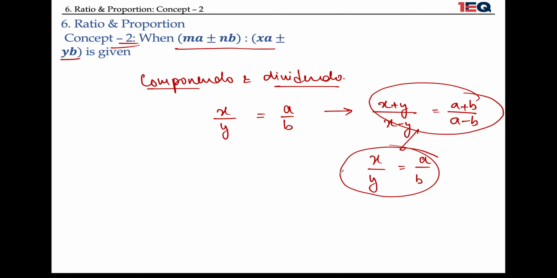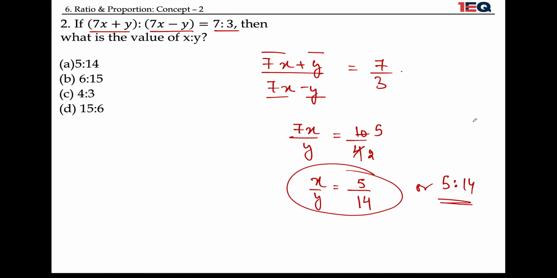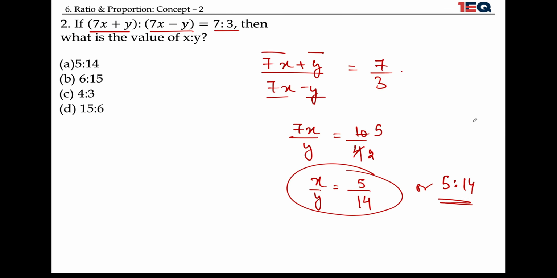Then componendo and dividendo, this was one of the most important things. In componendo and dividendo, I have such a ratio available with me, and I do x plus y whole upon x minus y is equal to a plus b whole upon a minus b. Then I do some cross multiplication. This is again cross multiplication, and this was more of componendo and dividendo. I used componendo and dividendo over here.